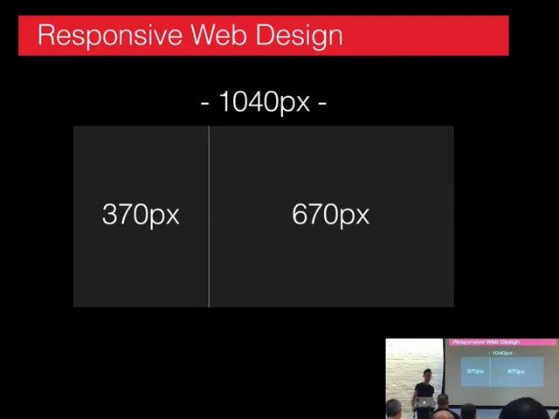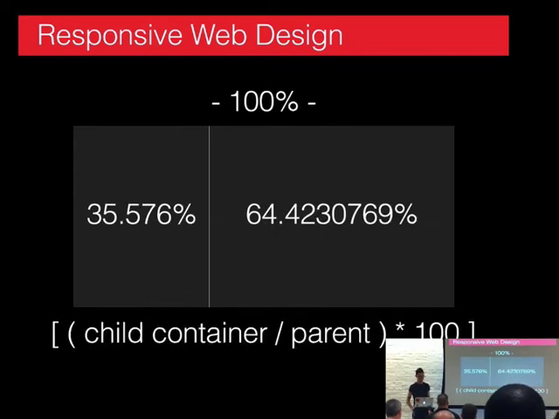So how I make this fluid and start that responsive process is I divide 370 by 1040 and then multiply it by 100. I do the same thing for 670, divided by 1040 and multiply it by 100, and then of course add a percentage at the end. So it's the child container divided by the parent container multiplied by 100. And so in this example, if this was actual code, you would see it scaling to the full width, and as I move my browser smaller, it's going to scale down.